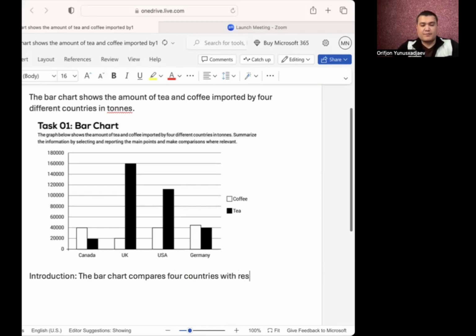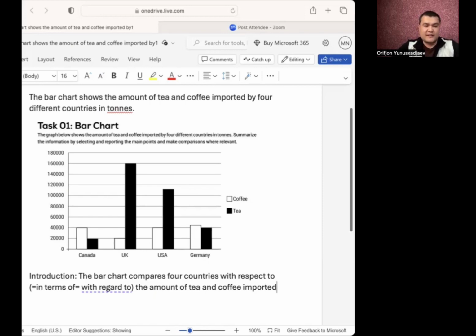What about with respect of, right? I'm sorry, with respect to. So with respect to is the synonym of in terms of, all right? And there is another one, it is with regard to. So these are synonyms. The bar chart compares 4 countries with respect to the amount of, and in the question I see the words tea and coffee, right? And I'll simply write down the word imported. So the bar chart compares 4 countries with respect to the amount of tea and coffee imported.